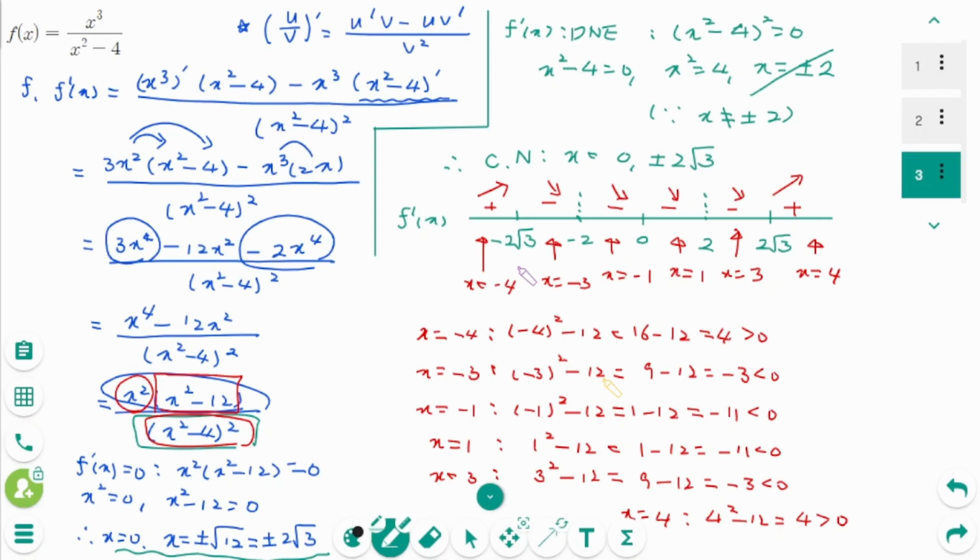F prime of x changes sign from positive to negative at x equals minus 2 square root of 3. So relative maximum at x equals minus 2 square root of 3. F prime of x changes sign from negative to positive at x equals 2 square root of 3. Then the relative minimum at x equals 2 square root of 3.